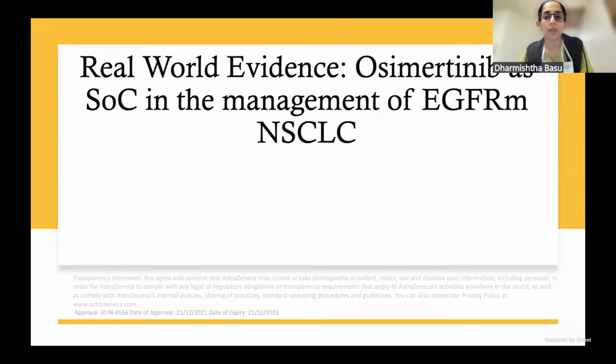Today's agenda of the meet that has been assigned to me is the real world data that is associated with osimertinib in the management of EGFR mutant NSCLC.